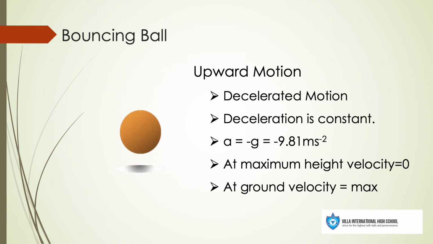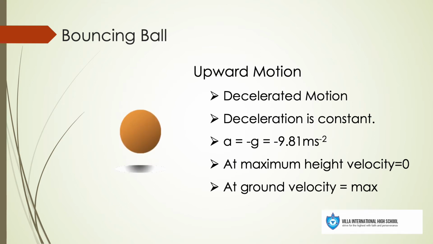Then when it bounces from the ground, its velocity will be maximum. So these are the technical terms. Technically, this is what is happening during upward motion and downward motion, and this is what you have to remember. Then, a very important thing: when we draw graphs for a bouncing ball, the displacement time graph, velocity time graph and acceleration time graph, we should first know some important points.